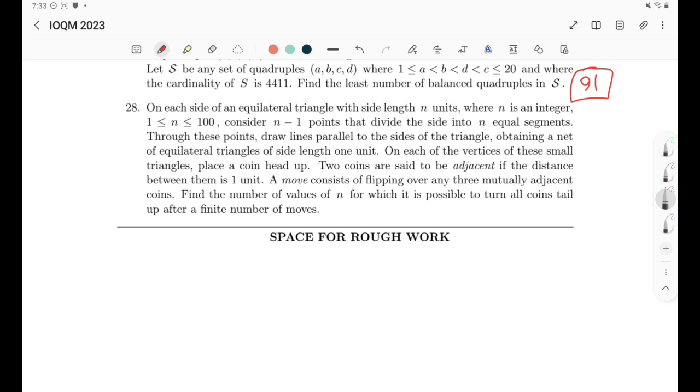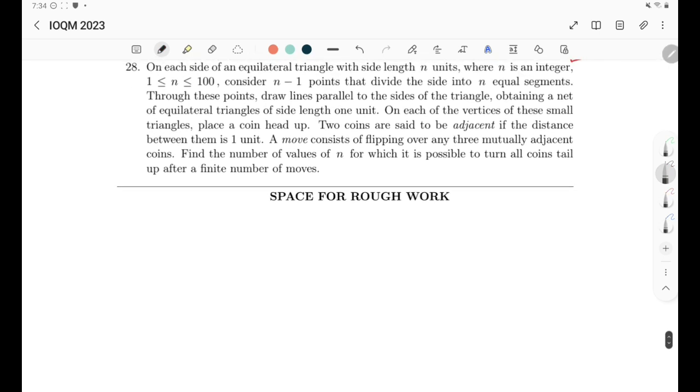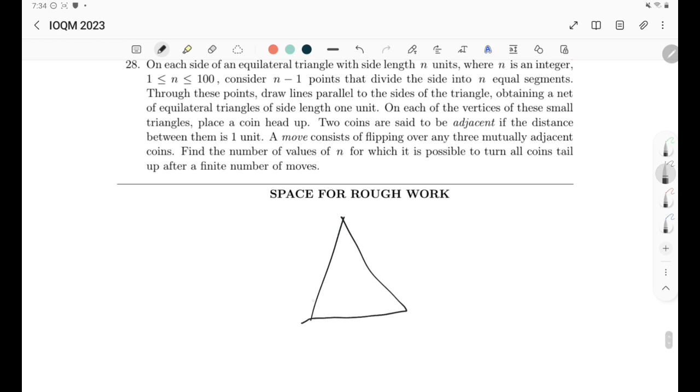They're all heads at first, and the possible move we can do is to choose a single small triangle and flip the 3 coins on it. Our goal is to find all the values n from 1 to 100 for which it's possible to go from all heads at the beginning to all tails. This is a very standard combinatorics question. As we said, we're going to have something like this, and of course these as well. So we're just going to end up with a grid of these and these.